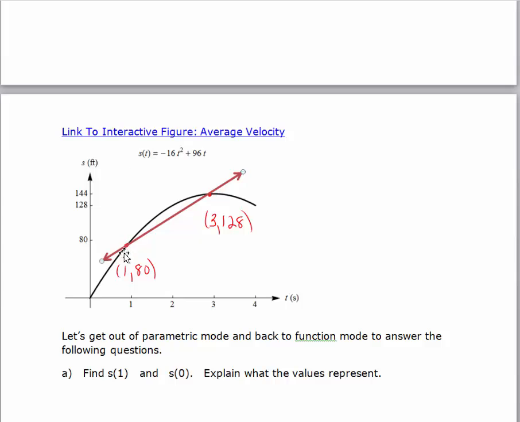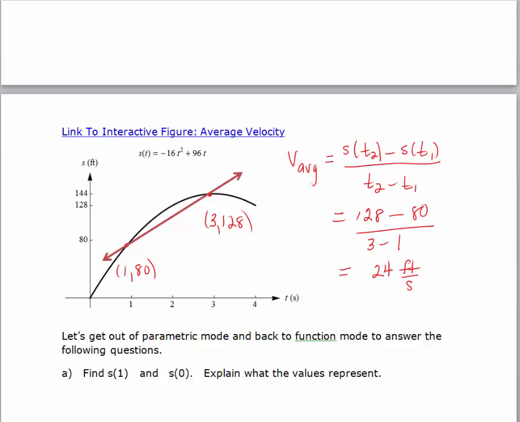And so what I've done is I've drawn a point, (1, 180), that's the ordered pair corresponding to t equals 1 second. And I drew another point, (3, 128), and that's the ordered pair corresponding to t equals 3. And so what we had done before, when we found the average velocity, we used the formula. When we use that average velocity formula, s of t sub 2 minus s of t sub 1 over t sub 2 minus t sub 1, the numerator is the change in y and the denominator is the change in x.